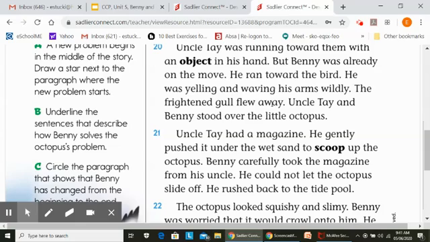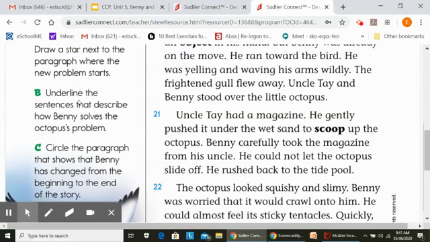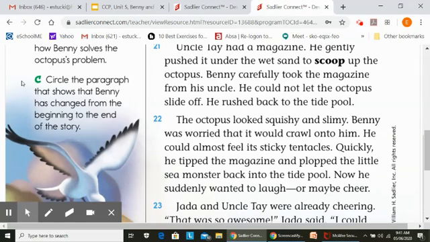Right. So you would underline: He ran towards the bird. He was yelling and waving his arms wildly. This is what he does to prevent this bad situation from happening. Okay, let's find some more evidence.